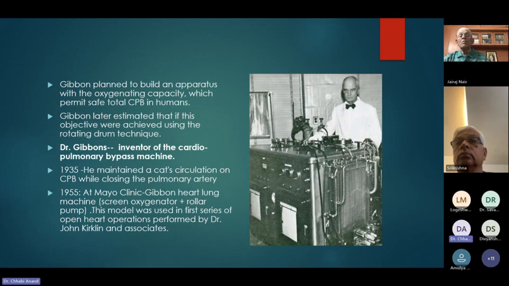Gibbon later estimated that this objective could be achieved using the rotating drum technique. Dr. Gibbon is hence considered the inventor of the cardiopulmonary bypass machine. In 1935, he maintained a cat's circulation on CPB while closing the pulmonary artery. In 1955, at Mayo Clinic, the Gibbon heart-lung machine, that is screen oxygenator plus roller pump. This model was used in the first series of open heart operations performed by Dr. John Kirklin and associates.